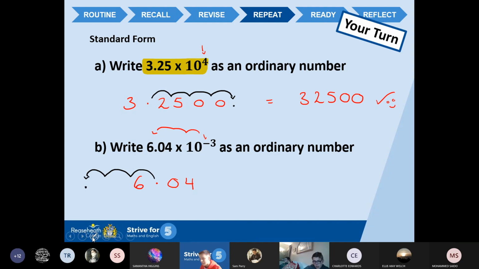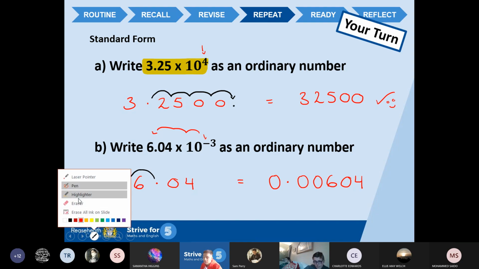Remember, where there's a gap, put a zero. I always put a zero before a decimal point, just for comfort. So once again, I know I've got all the zeros and all the digits that I need. So it's going to be 0.00 and then 604.